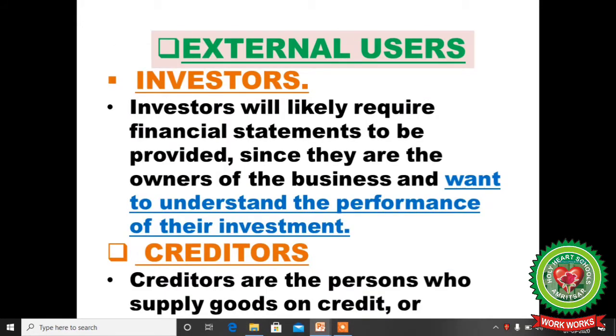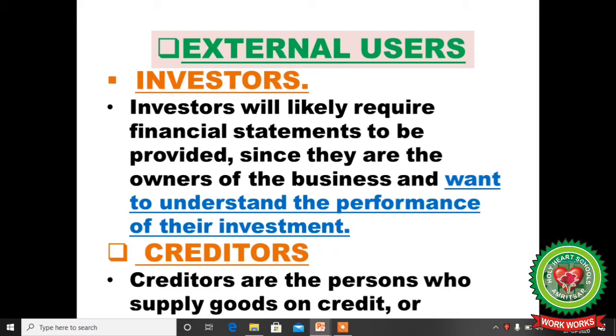External users like the investors. Investors will likely require the financial statements to be provided since they are the owners of the business and want to understand the performance of their investments. So here investors invested money in the business. They check the performance of the business so that in future they receive good returns.